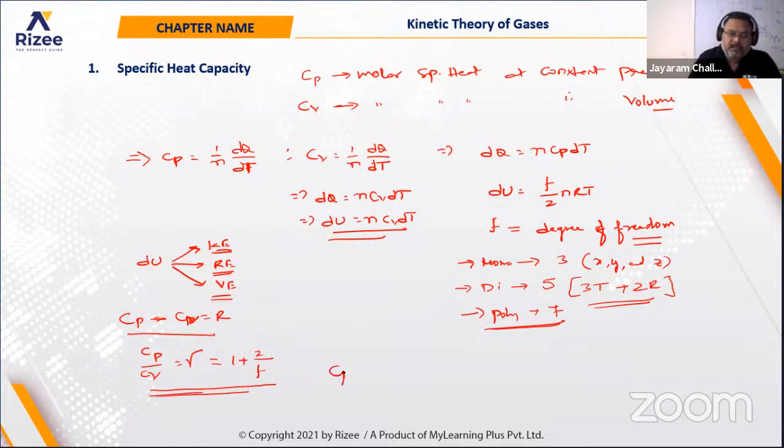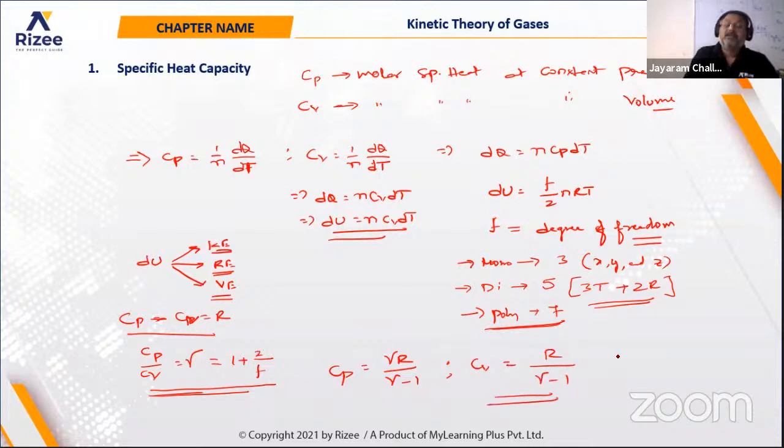And the Cp can be written in terms of gamma. It is gamma R by gamma minus 1, whereas the Cv can be written in terms of gamma as R by gamma minus 1. Okay, so these are the representations of the Cp and Cv.